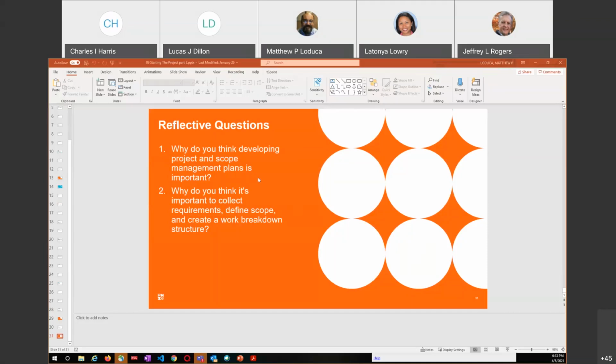Scope management. We don't want to deliver more than what we're asked to deliver. We also don't want to deliver less than what we're being asked to deliver. So scope management essentially helps us deliver the scope and only the scope. We have different things that we do in there.